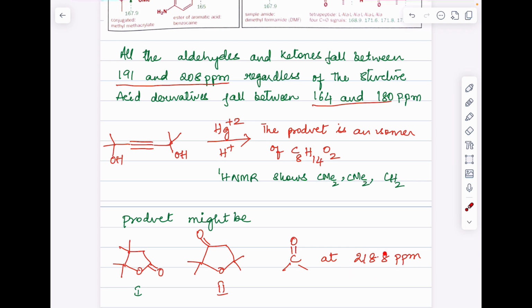appeared at 218. So that indicates the presence of a ketone. So this one is the product.